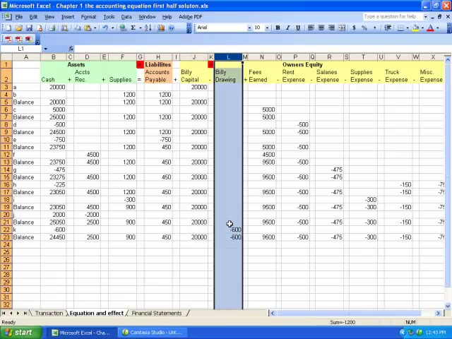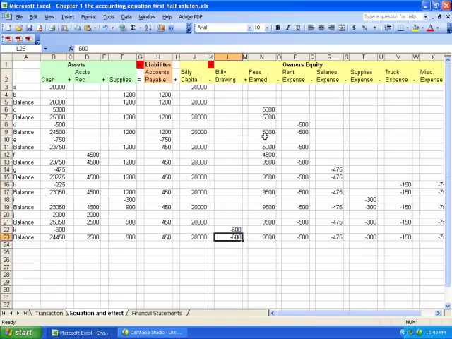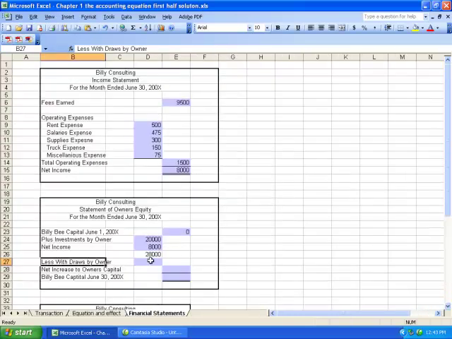The owner withdrew $600 for personal use in our last transaction, and that made the total balance in our drawing account $600. So the total withdrawals by our owner were a negative $600, and we can indicate that with a bracket, which is a traditional way of indicating negative numbers from an accounting standpoint.